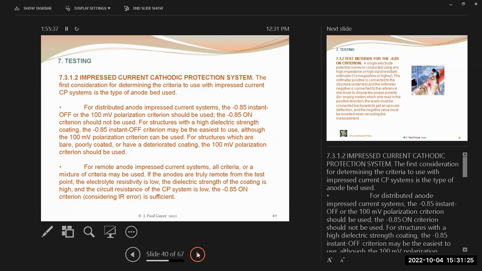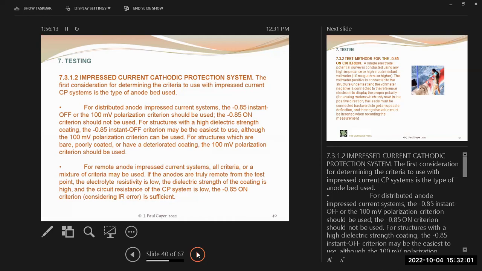For structures with a high dielectric strength coating, the minus 0.85 instant off criterion may be the easiest to use, although the 100 millivolt polarization criterion can be used. For structures which are bare, poorly coated, or have a deteriorated coating, the 100 millivolt polarization criterion should be used.